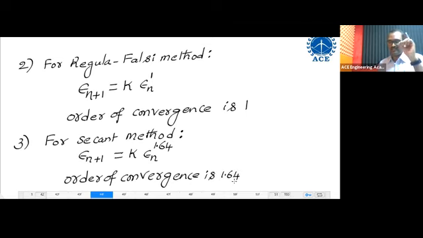Listen to me carefully. If in place of p it is 1, linear; if it is 2, quadratic; if it is 1.64, that is bigger than 1, smaller than 2, bigger than linear, smaller than quadratic, then it is called superlinear convergence.